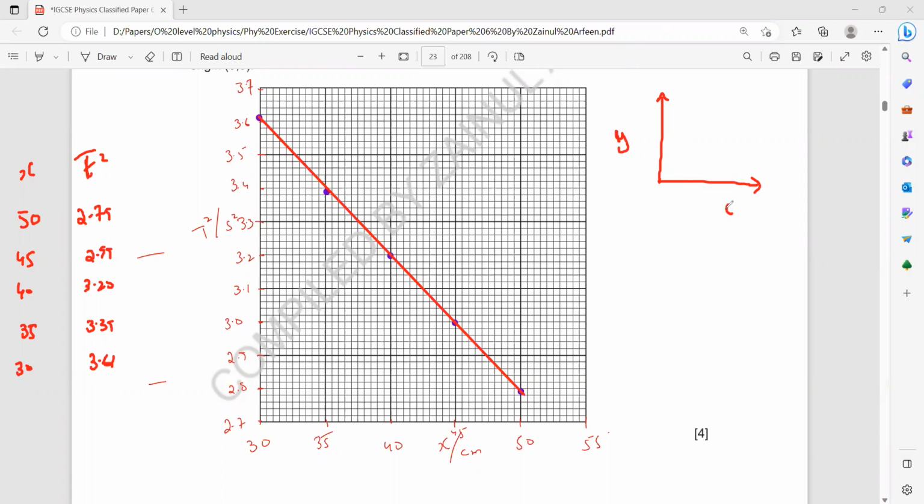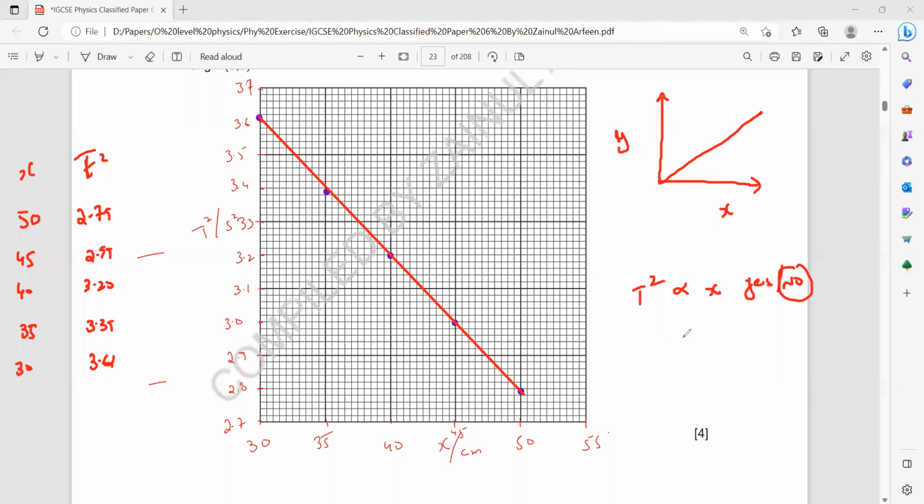And what will be the shape of the graph? The graph will start from origin. So can I say that t square is proportional to x? Yes or no? No. So the answer is no. No, it is not inversely proportional.